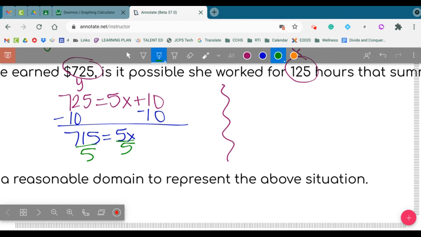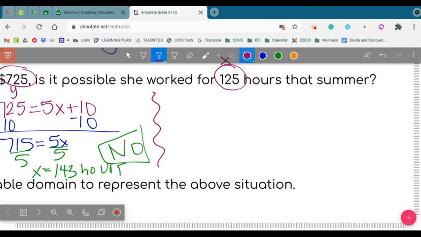Divide by 5. 715 divided by 5 is going to give you 143. So that means she worked 143 hours. So the answer would be no.